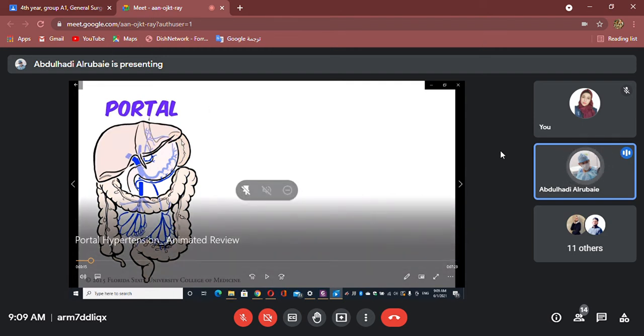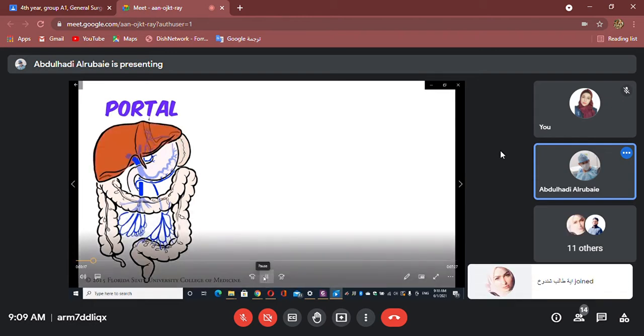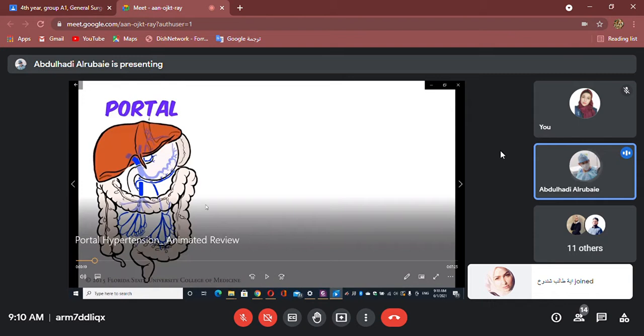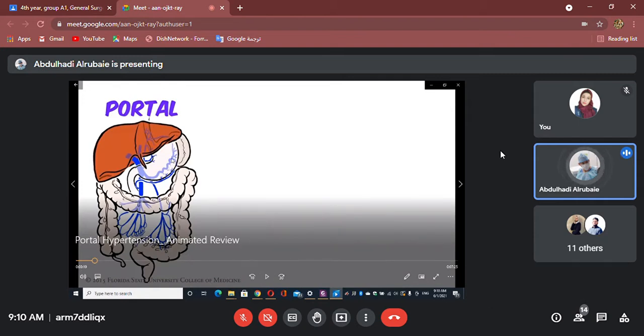Collected blood from the lower part of the esophagus, the entire intestine, to most of the upper part of the rectum. This is all drained to the portal system. And then this blood is collected also from the spleen to join the superior mesenteric vein to form the portal vein, to enter the liver through the right and left portal veins.